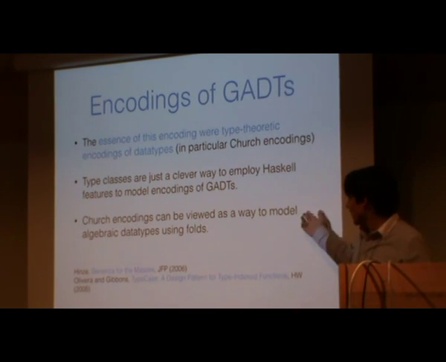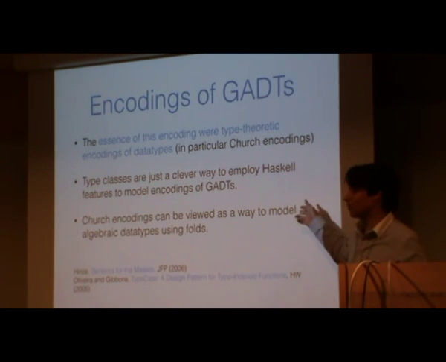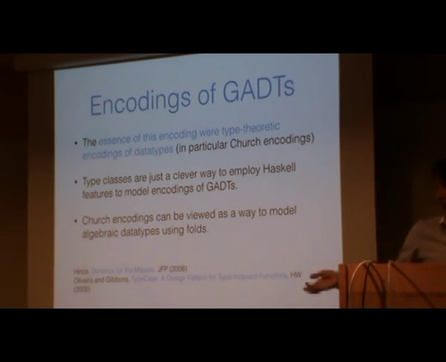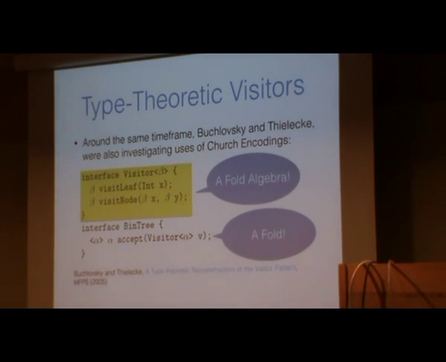And another thing that is not an observation by Ralf Hinze, actually other researchers have observed this before, but is useful in this context, is that Church encodings can be viewed as a way to model algebraic data types using folds. Okay, so when you're doing Church encoding, what you get is essentially something that gives you the fold of that data type. So that was the work in the Haskell functional programming community.